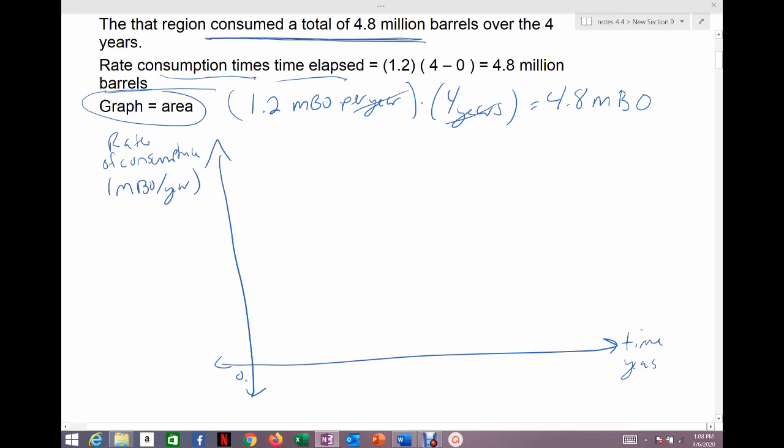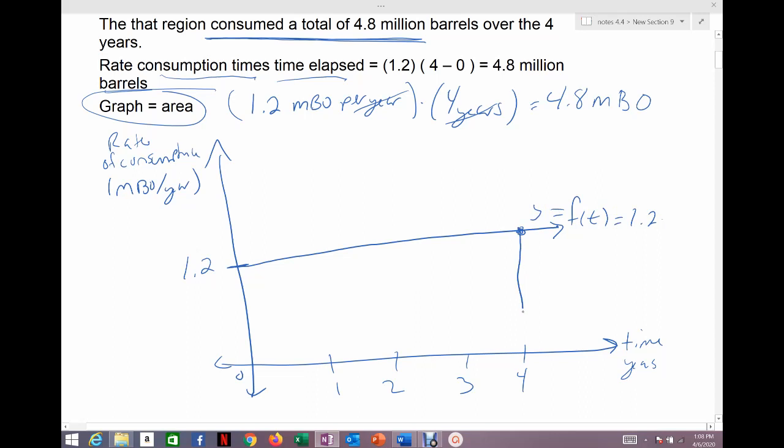Alright, so time starts at 0. We're going out 4 years. Alright, 1, 2, 3, 4. The rate at which we were consuming was constant at 1.2 million barrels of oil per year, meaning it was constant over those 4 years. That's f of t, which is my horizontal line, 1.2.